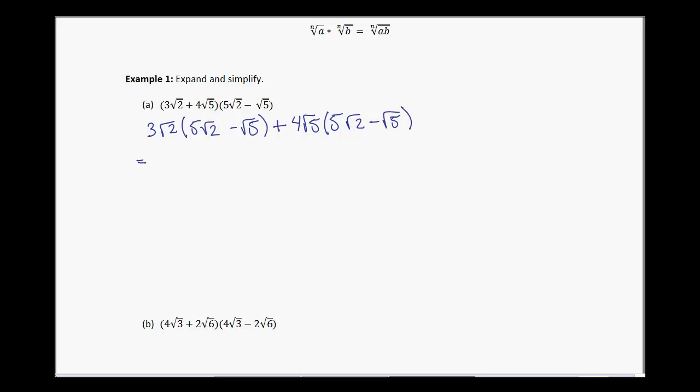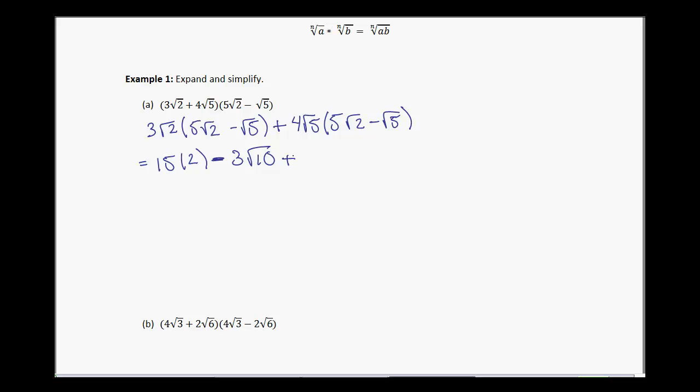Then from here, we distribute again. We go 3 root 2 times 5 root 2. Using our multiplication rule, we know that it's 15, and root 2 times root 2 just becomes 2. Because when you multiply your square root by the same square root, it becomes just the value. And then subtract 3 root 2 times root 15. 3 times 1 is 3, and root 2 times root 5 becomes root 10.